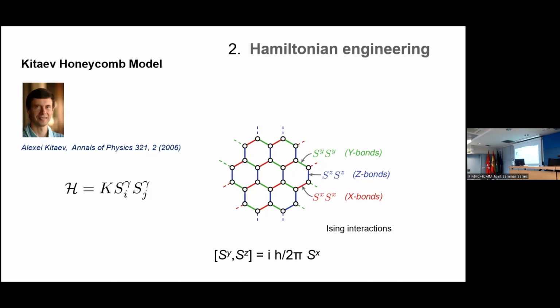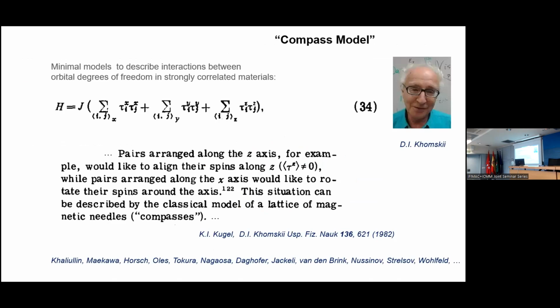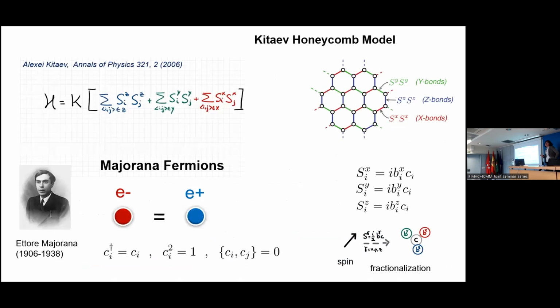And you can see it here because, put yourself in the place of this spin: it has to interact with the Z component to the neighbor to the right, with the Y component to the neighbor to the left, and with the X component to the neighbor down. And because the three spin components don't commute with each other, this creates a lot of frustration in the system. I have to say that there are precursor models to that one in condensed matter. I just want to mention the compass model, which was introduced by Daniel Khomskii, when he was studying the orbital degrees of freedom in strongly correlated materials, and he was introducing this type of bond-dependent interactions. Now, the merit of Kitaev has been to solve exactly this model.